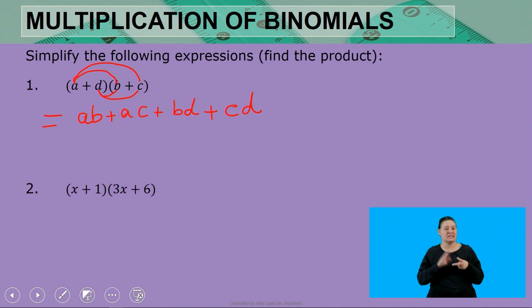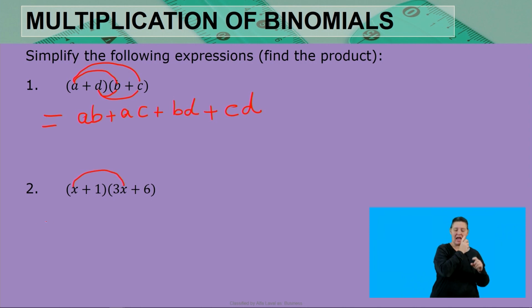Let's look at the second one. Now the second one here, also still two binomials, and then we're just going to multiply them there. We have there x multiplied by 3x. So that is 1x multiplied by 3x. So 1 multiplied by 3 is 3. And then x multiplied by x is x squared. Remember, same base, we add the exponents.